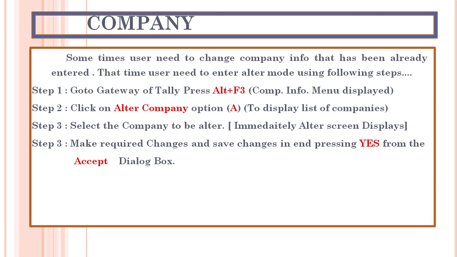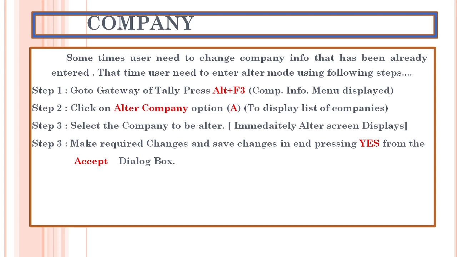Next, sometimes the user needs to change the company info. When the user wants to change the company info, you can click on alter company. Here the procedure is the same. You go to Gateway of Tally. There you press Alt F3. The company info menu will be displayed. In that, press alter company, or you can press A.